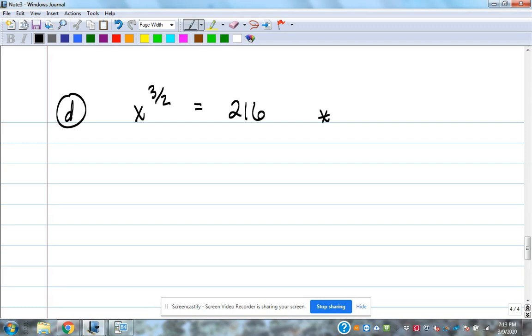So we're going to take and then use what's called the reciprocal power. What's a reciprocal? Flip it over. What's a power? Exponent.